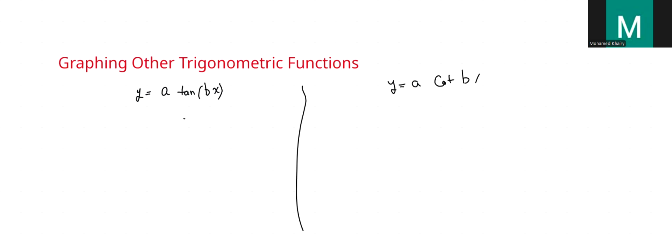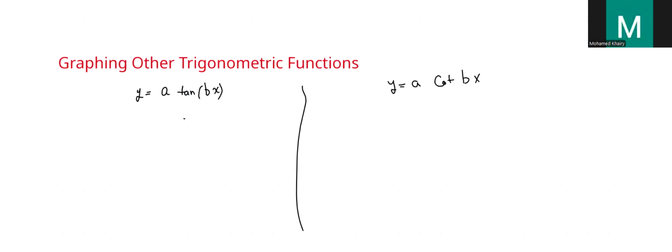So let's say here that I have this function y equals a tan bx, and here I have y equals a cotan bx. First of all, there are a lot of common things between those two functions. So let's start with the first one.